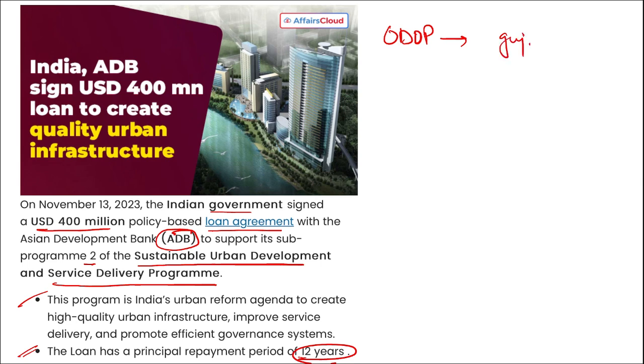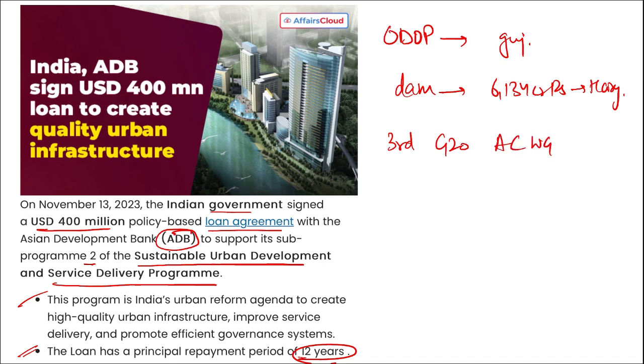Correct? Then, which state is building a dam at a cost of 6,134 crore rupees? It is the Haryana government. Then, the third edition of the G20 Anti-Corruption Working Group meeting was held in Kolkata. Correct? Then who launched the Meri Mati Mera Desh campaign? This was launched by Eknath Shinde.